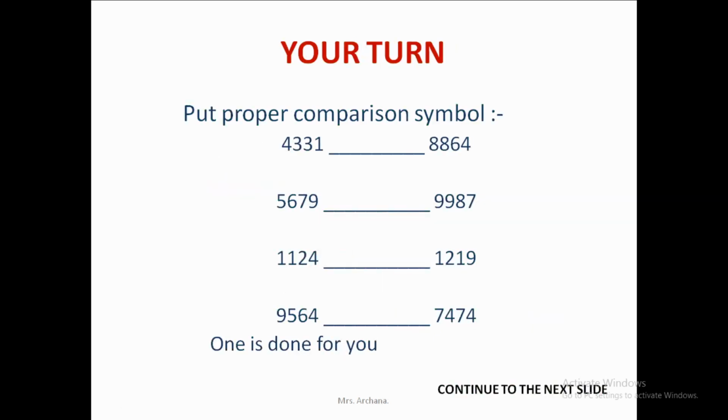Now it's your turn, so you have to do this as homework, but one I have done for you. See, this number is less than this number, so this symbol I have given. This means the arrowhead is this side, means this is the smallest number. Here how will you give? You will give like this only, this symbol only, because this number is less than this number. Here how will you give? This number is also less than this number. This number is greater than this number.